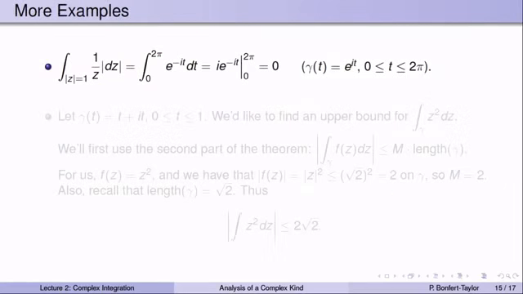Let's look at some more examples. Suppose we wanted to find the integral over the circle absolute value of z equals 1 of 1 over z, absolute value dz. So the integral with respect to arc length. Again, we know the parametrization we're using is gamma of t equals e to the it, and we already showed that the absolute value of gamma prime of t is 1.